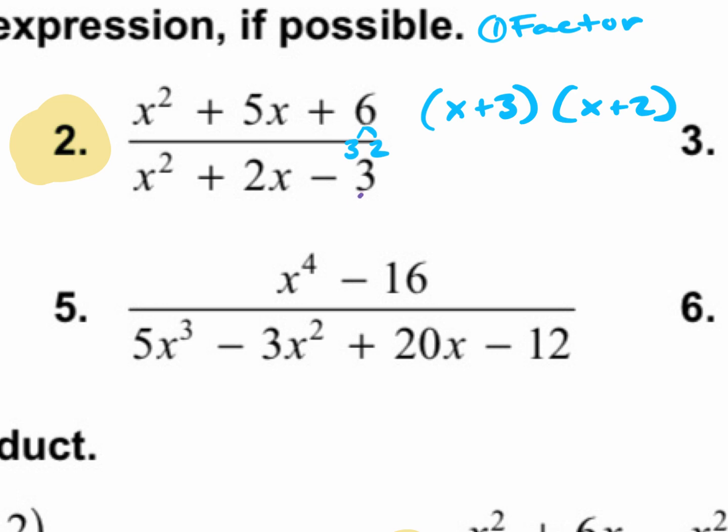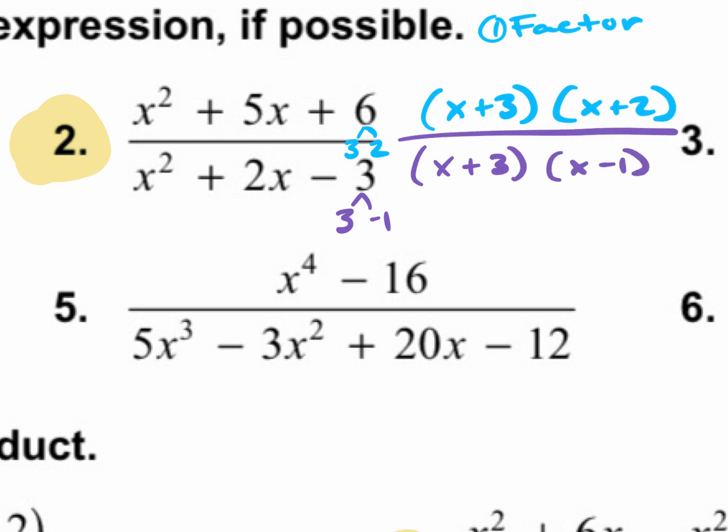Now let's look at the bottom. What are 2 factors of -3 that add to 2? 3 and -1. Be careful with your signs. So x plus 3 and x minus 1. Does anything cancel? The x plus 3's cancel. Is that it? Yep. So x plus 2 over x minus 1.